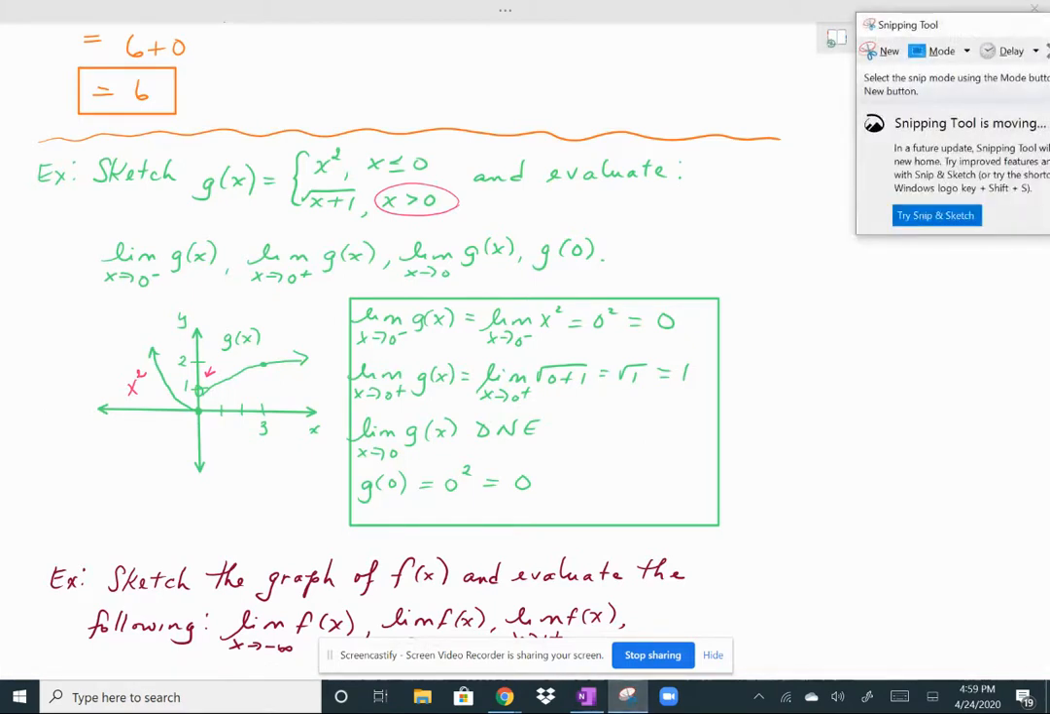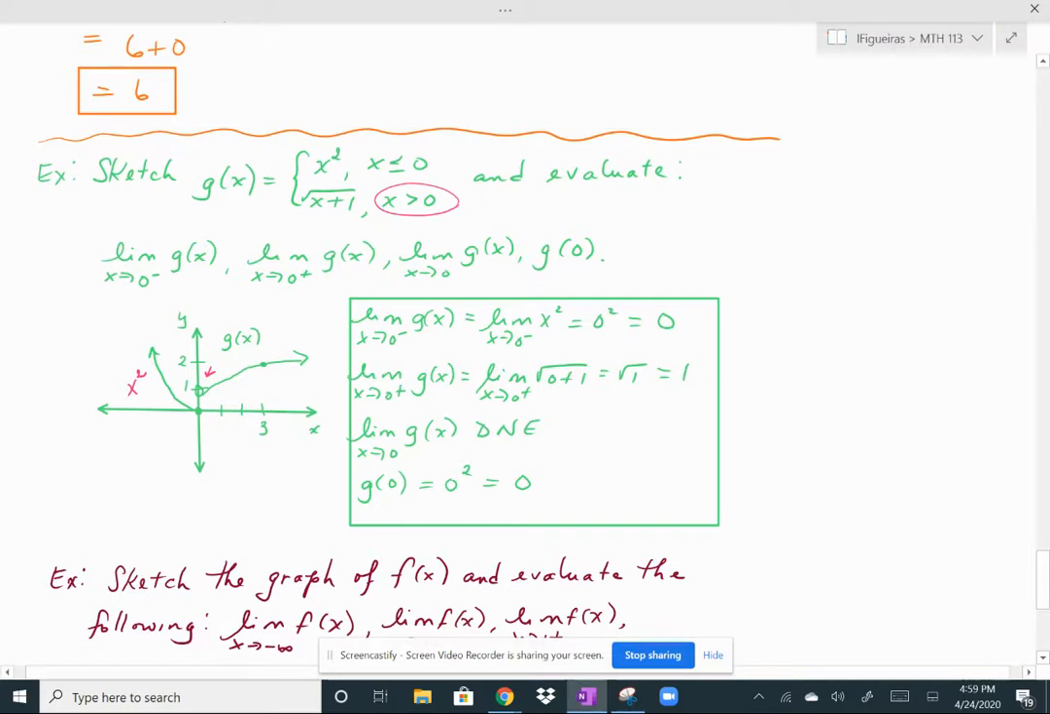Then I got another point here. When x is 3, your y value is 2, so this is the point 3, 2. And you should have a general idea of what this graph looks like because we've graphed square root functions before. So it looks like what you see on the right. So this is square root of x plus 1. All right, so now we have to evaluate these limits.